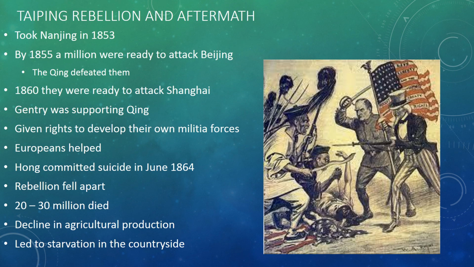It is estimated that by the conclusion, there is a loss of anywhere from 20 to 30 million Chinese citizens. And of course, that many losses and that much damage to the homeland, especially on the frontier, will cause a sharp decline in agricultural production. The countryside experiences large waves of starvation as a result.